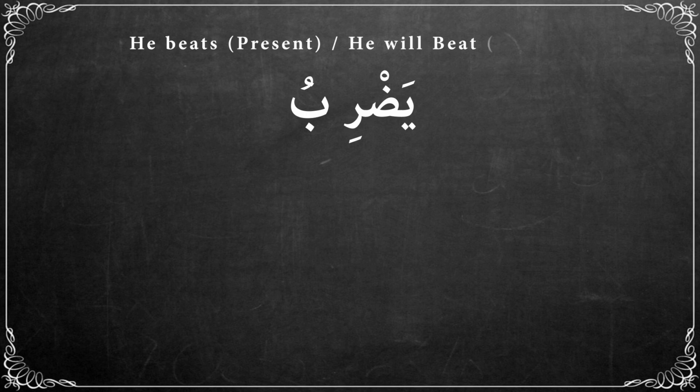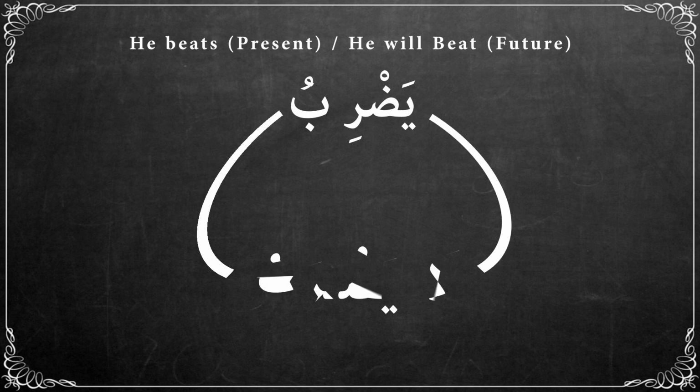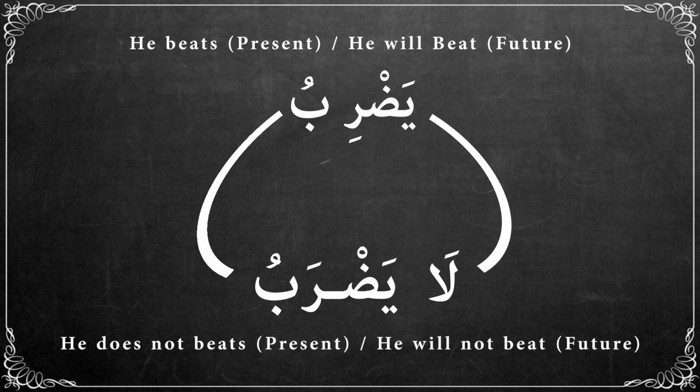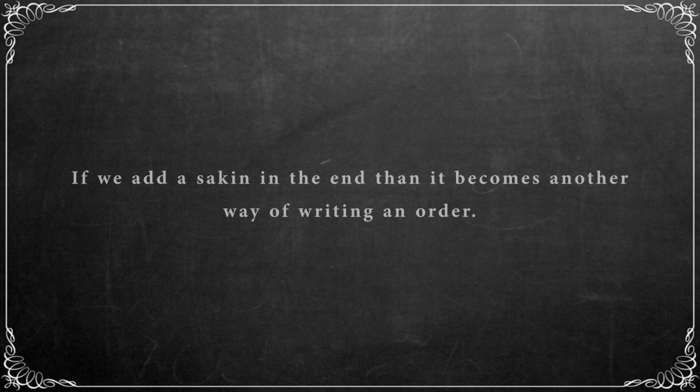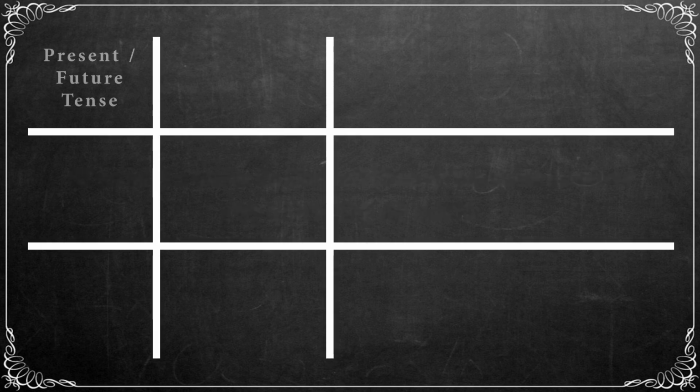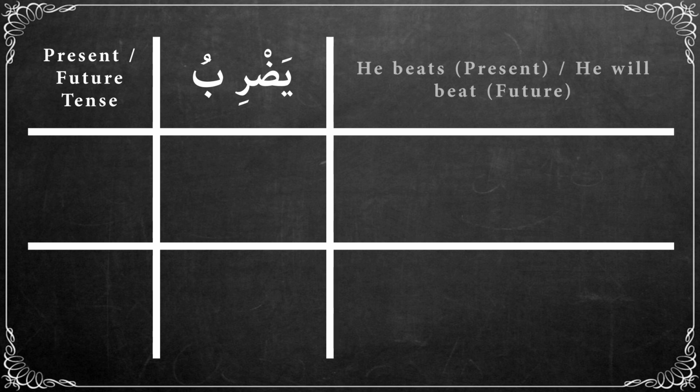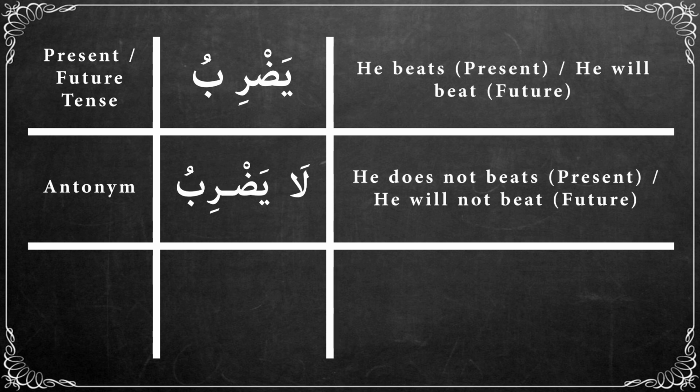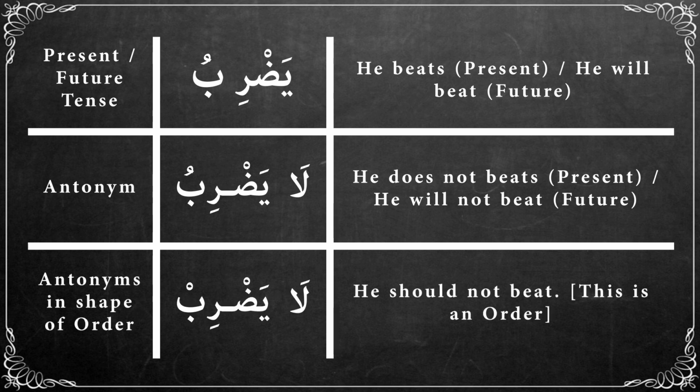يضرب. If we add la in the starting, then it becomes the opposite meaning. لا يضرب. He does not beat or he will not beat. Now, if we add sakin in the end of the antonym, then it becomes another way of writing an order. For example, يضرب. He beats or he will beat. لا يضرب. He does not beat or he will not beat. لا يضرب. He should not beat.